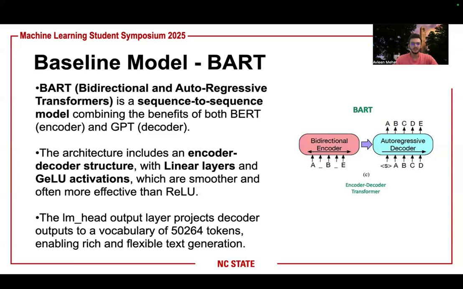Let's go ahead to the baseline model, BART. BART is a bidirectional and autoregressive transformer, which is a sequence-to-sequence model that combines the benefits of both BERT and GPT models. The architecture includes encoder and decoder structures, whereas BERT is purely encoder and GPT is purely decoder. We have combined both of them with GELU activations, which are much smoother and often more effective than ReLU.